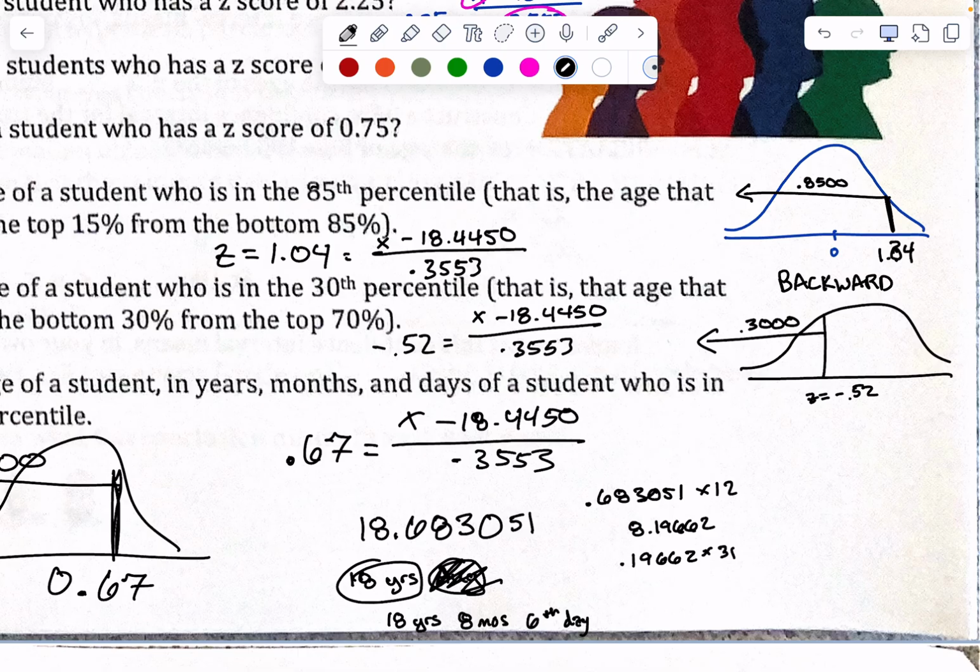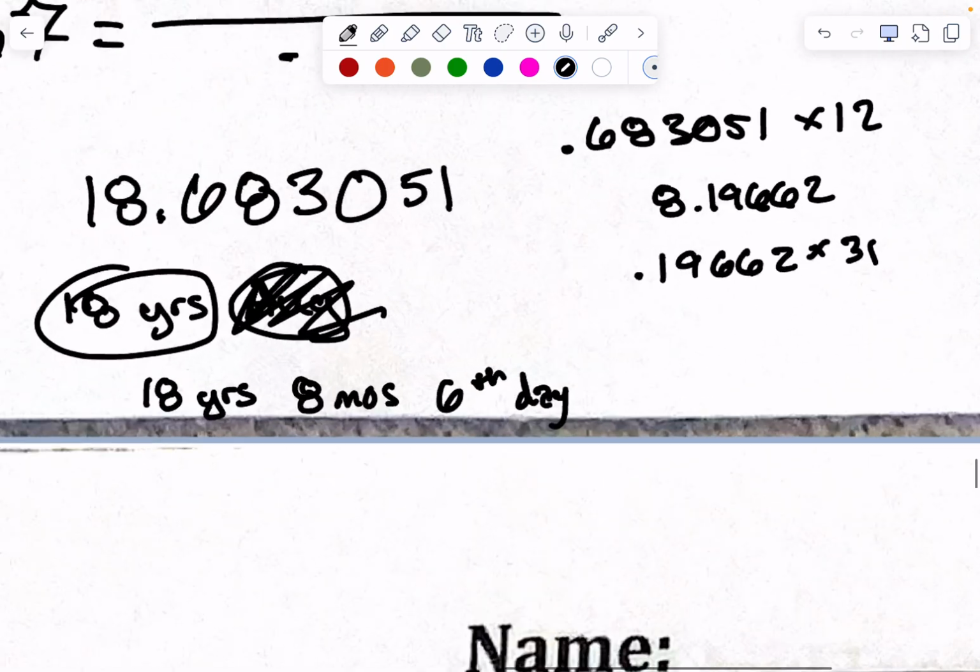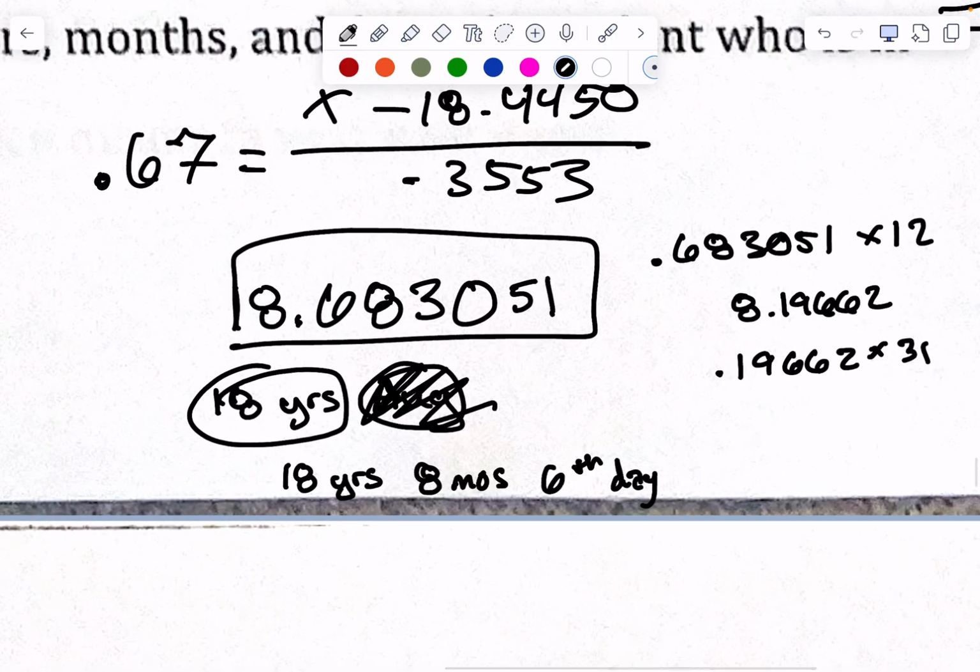How did you get the 8 months and the 6 days? Oh, good question. So this was the number that we got, right? We took out the 18. Separate the 18 off. You take the decimal that's left over times 12 months, because there's 12 months in a year.